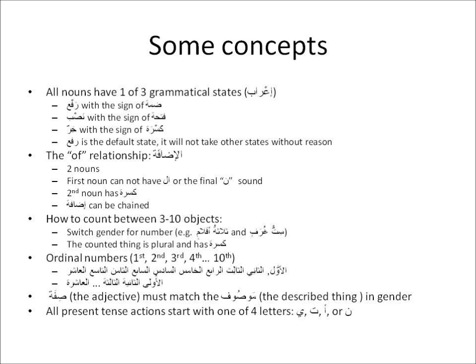Another thing is how to count numbers, objects. The rule for counting between 3 to 10 objects is that first of all, the number itself has to oppose the thing that you're counting in gender. So if you're counting rooms, the word for room is ghurfa, which is feminine. So that means that when you're counting 3 to 10 rooms, you cannot say talatatu, because the numbers we have, as we have learned them, are feminine because of the ta marbuta at the end.